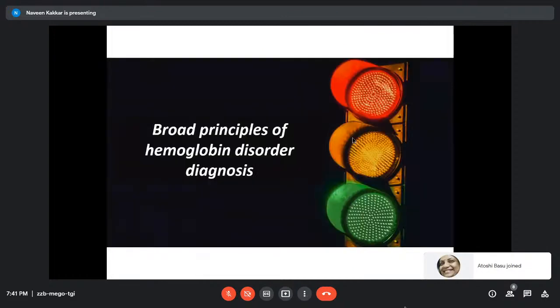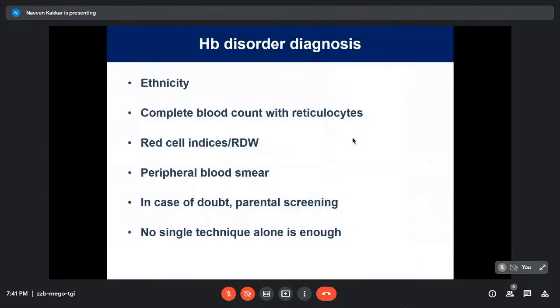So let's look at broad principles of hemoglobin disorder diagnosis, and these remain the same across technologies. You may talk about a molecular technology, electrophoresis, or HPLC. These principles remain the same. So the most important is ethnicity. Where does the patient belong to?